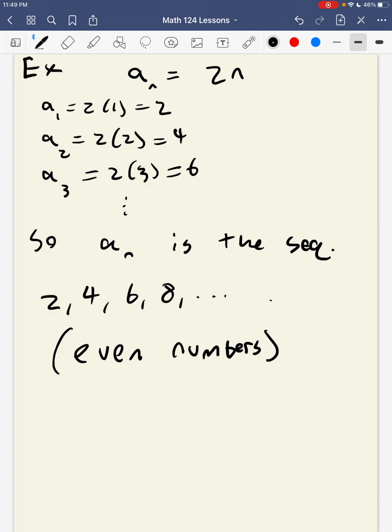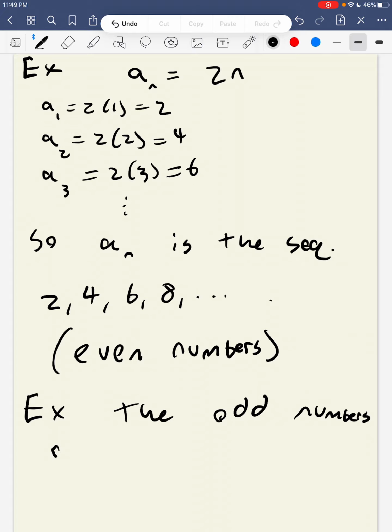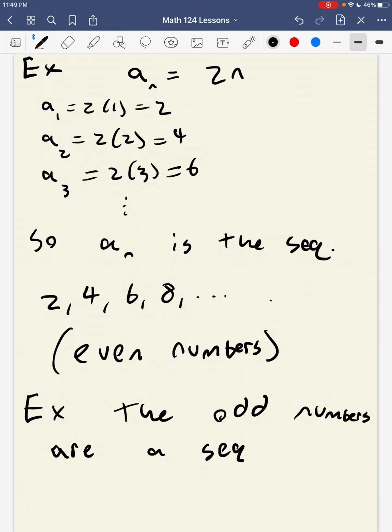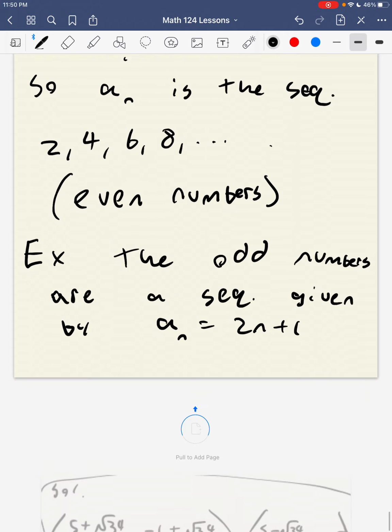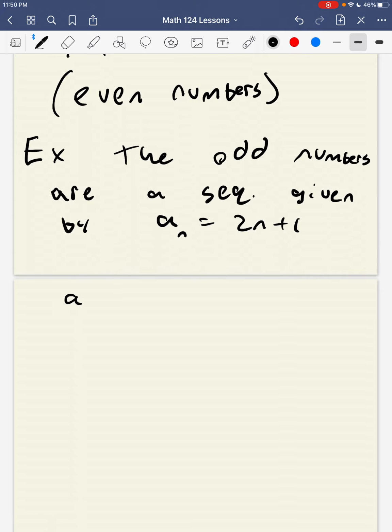Okay, another example is the odd numbers. The odd numbers are also a sequence. So the odd numbers are a sequence given by the formula. You could use 2n plus 1. If you plug in a 1, you get 2 times 1 plus 1. It's 3. Let's use 2n minus 1, just so we don't skip an odd number. We could use the other formula, but then we'd have to start at 0 instead of 1. Let's use 2n minus 1.